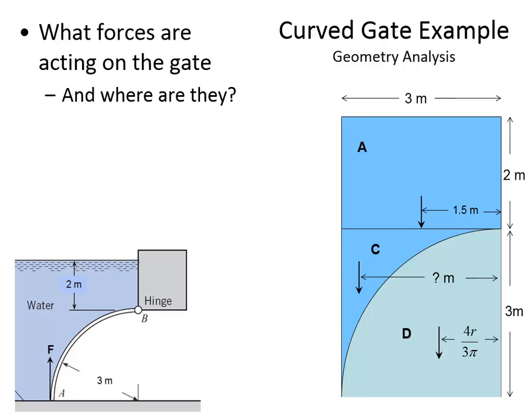And so the way that we're going to do that is we're going to say that element B is a 3 by 3 area. So the area of element B is 3 meters by 3 meters, so that's 9 square meters. Element D has an area of pi r squared divided by 4. So that's pi times 3 meters squared divided by 4. That is 7.0686 meters squared. Element C is simply going to be B minus D.